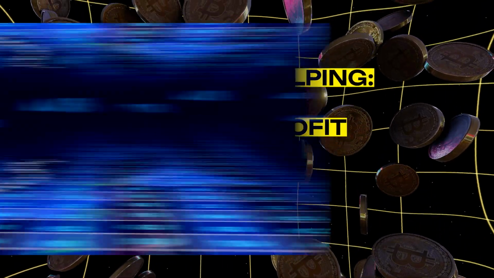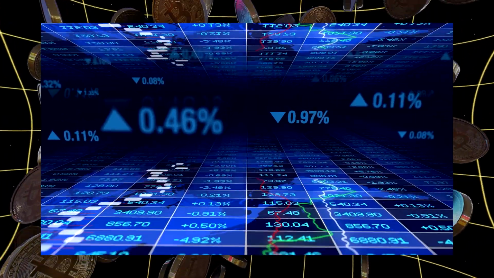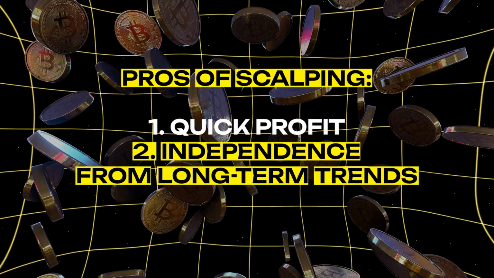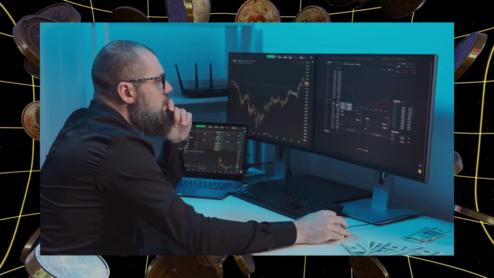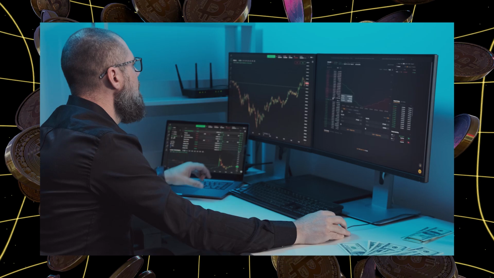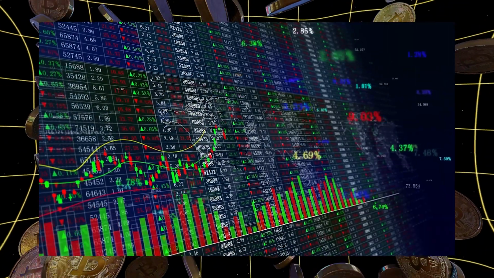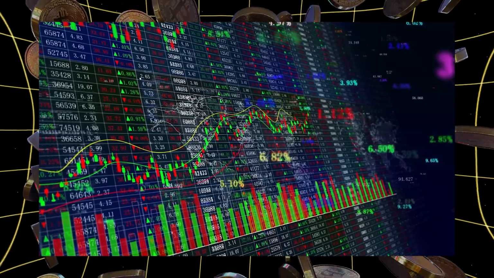Quick profit. Scalpers can make money even in short periods of market movements. Independence from long-term trends. Scalping doesn't require predicting where the market will move in the long term. Flexibility. You can make many trades per day, earning on market volatility.